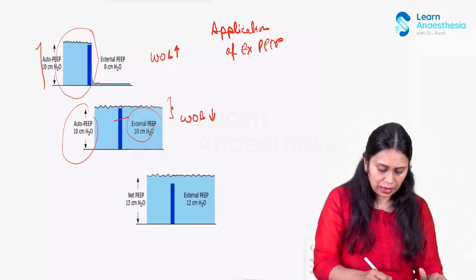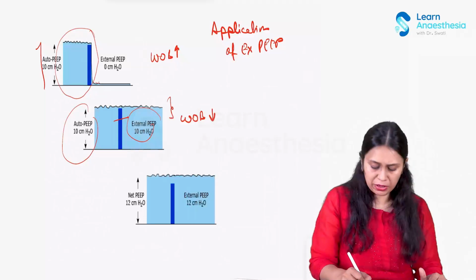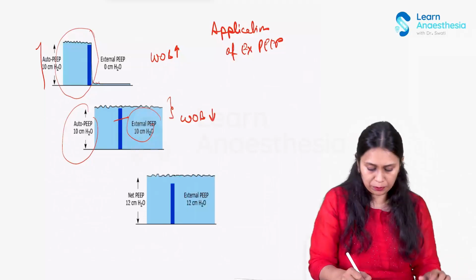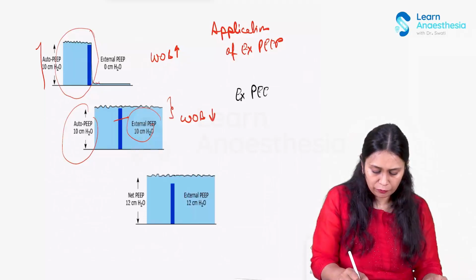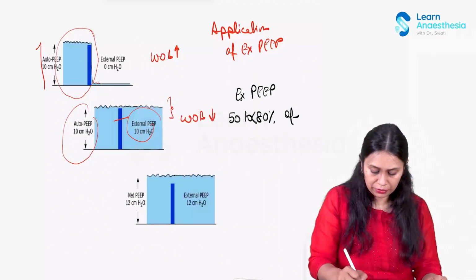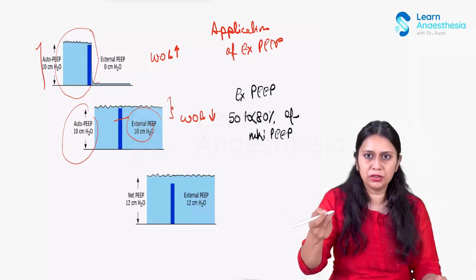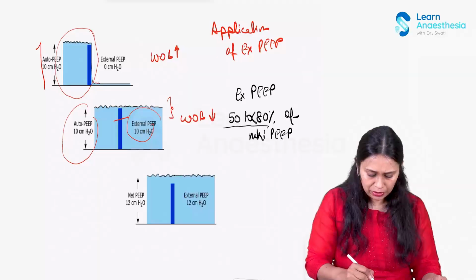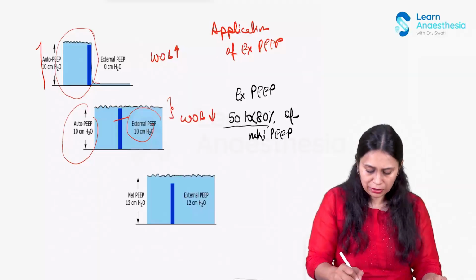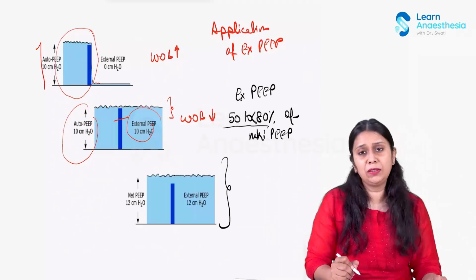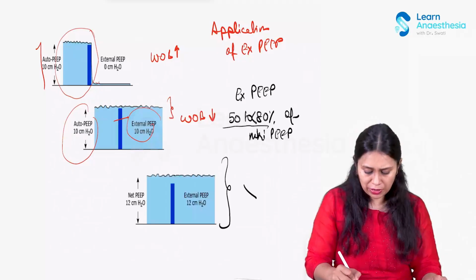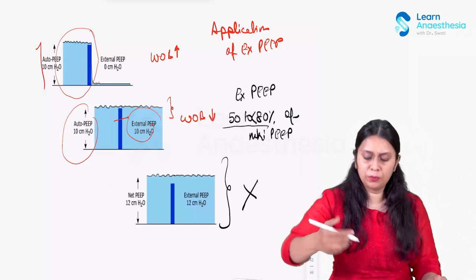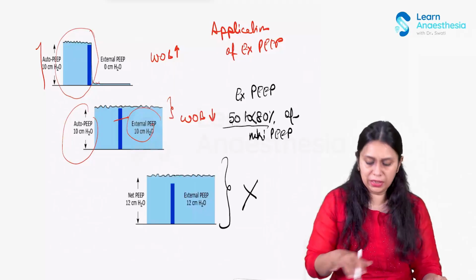So the target is that when there is intrinsic PEEP, the extrinsic PEEP or ventilator PEEP should be between 50 to less than 80% of the intrinsic PEEP. More than 80% has been shown to increase dynamic hyperinflation, right? If you keep the PEEP higher than the intrinsic PEEP, then the net PEEP will overall increase, and further it will cause hyperinflation in the patient, right? So it should never be done that extrinsic PEEP is above the intrinsic PEEP. It should be between 50 to less than 80%. So this is the setting which we do, okay?